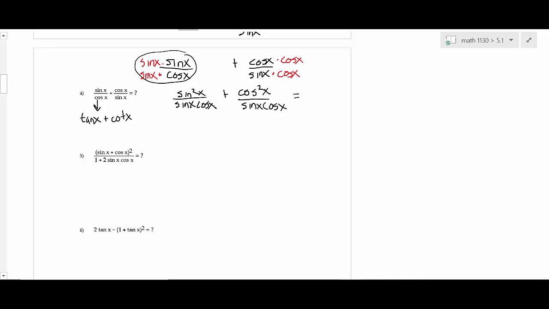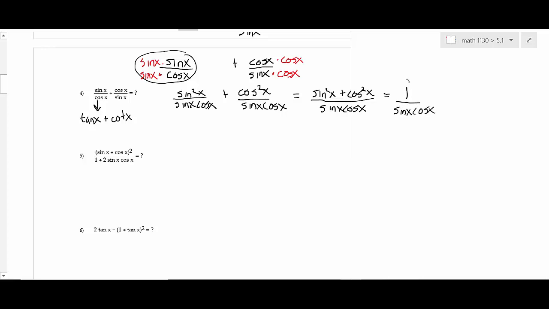All right, so now I'm going to combine that into one fraction. So I'm going to get sine squared x plus cosine squared x all over sine x cosine x. What else do you notice, if anything? Yeah, right. This is 1. Sine squared x plus cosine squared x is 1. So you have 1 over sine x cosine x.